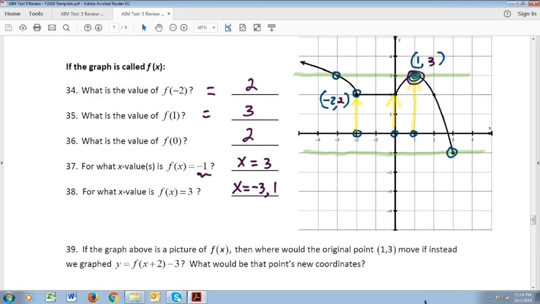It's going to cause a horizontal shift, and that would be left 2. Remember, horizontal shifts work backwards. I would have thought you go right 2, but you actually go left. And that minus 3 is going to cause a vertical shift down 3. And so what's going to be our new coordinates? We're going to move the point 1, 3, left 2, and down 3. And you end up at that point negative 1, 0. So that's the coordinates of the new point. So we could move the whole graph like that, but we're just moving that point. Let's move on to 40.